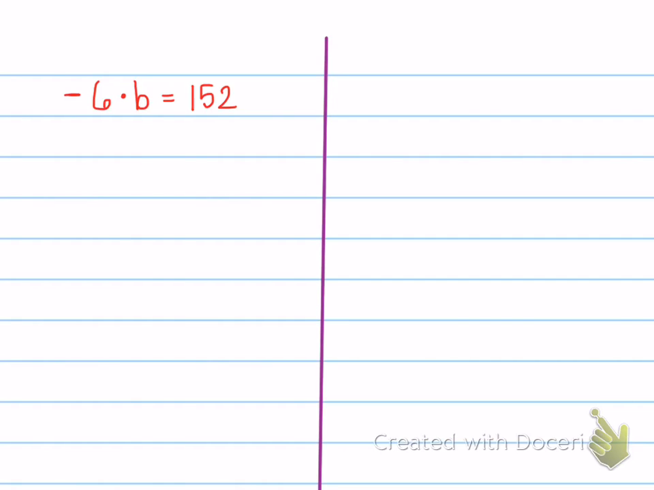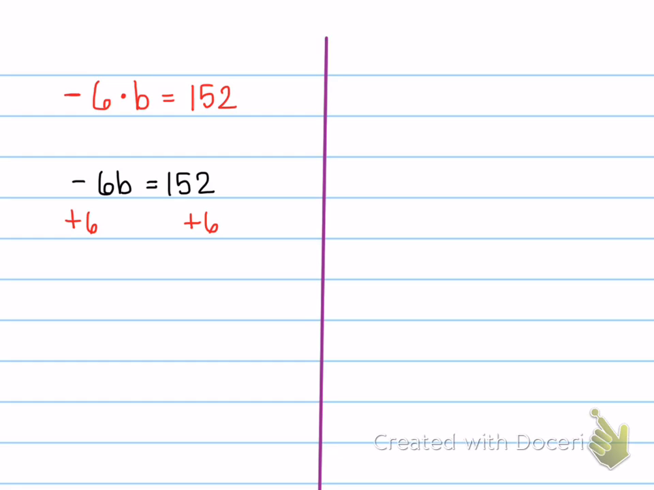Sometimes you're going to be given multiplication equations that look like this. So when you see it written with a times sign in the middle, we know that we can just rewrite that equation as negative 6b equals 152. It's no different. Now, years of teaching solving equations has shown me that when kids see multiplication equations like this, they oftentimes try to add 6 to each side of the equation. And I get it because they're looking at that negative 6 and thinking it's a minus.